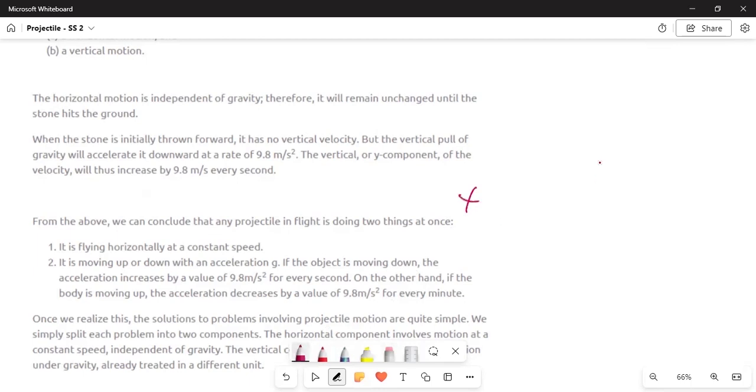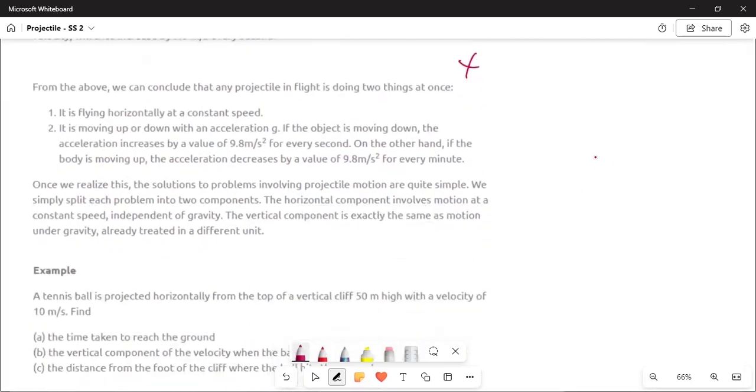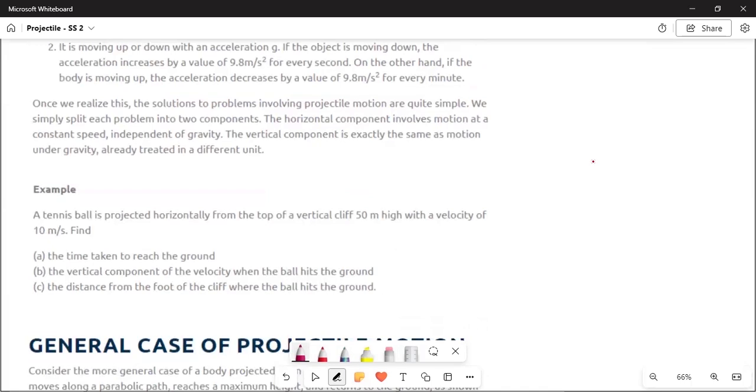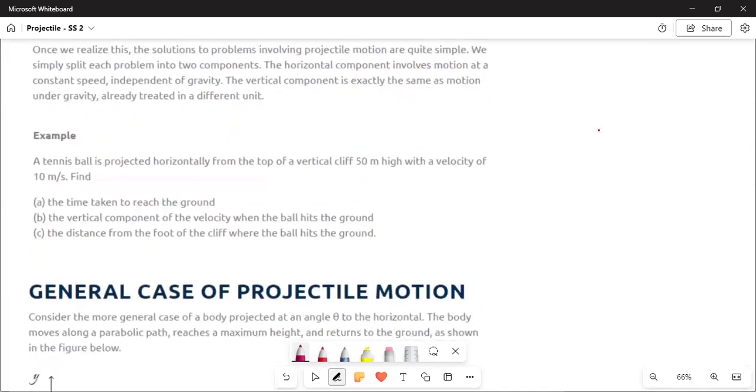Okay, so those are the two cases of projectile, the simple case and the general case. The simple case has to do with an object that is thrown horizontally from a height, that is, with an initial velocity of projection. It traces a parabolic path as it comes down to the ground. Two components of velocity: the horizontal component and the vertical component. The vertical is increasing as it comes to the floor, increasing by a value of 9.8. The horizontal remains the same.